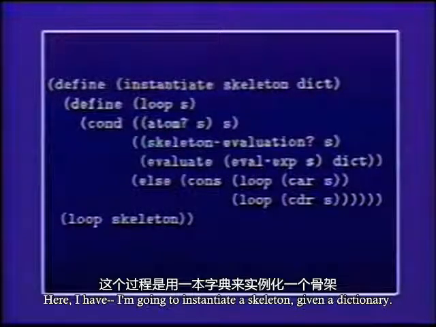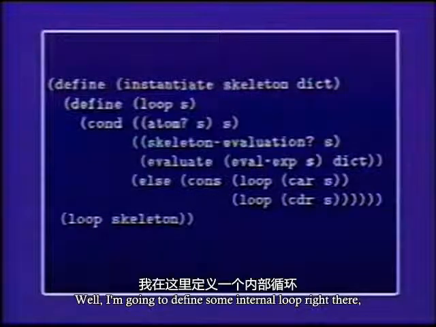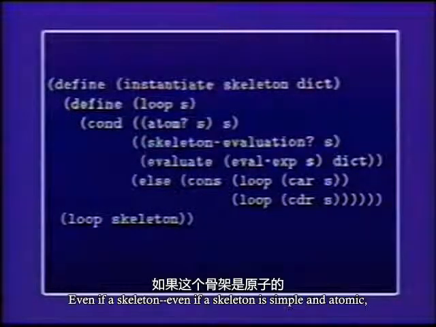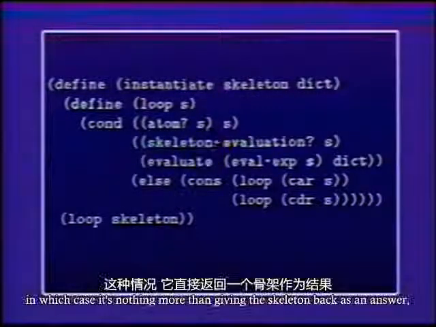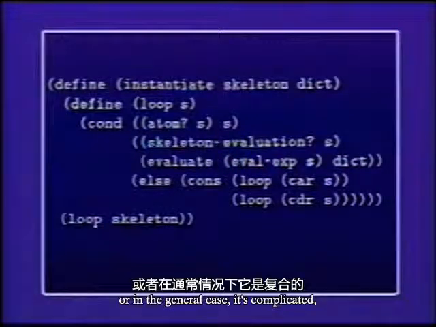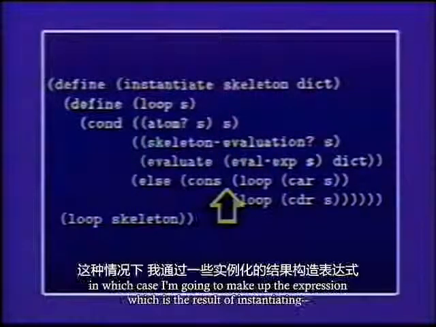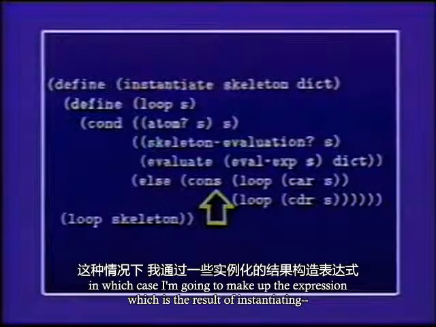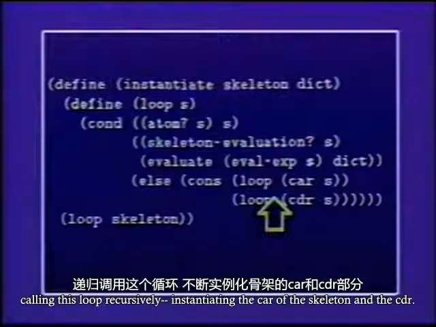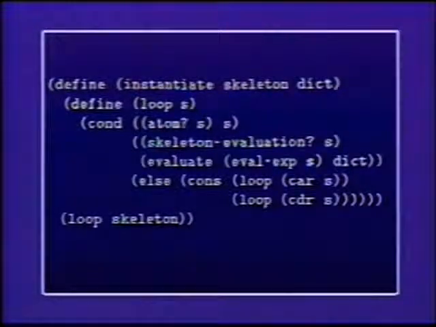Here I'm going to instantiate a skeleton given a dictionary. Well, I'm going to define some internal loop right there. And it's going to do something very simple. Either the skeleton is simple and atomic, in which case it's nothing more than give the skeleton back as an answer, or in the general case it's complicated, in which case I'm going to make up the expression which is the result of calling this loop recursively, instantiating the car of the skeleton and the cdr. So here's a recursive tree walk.